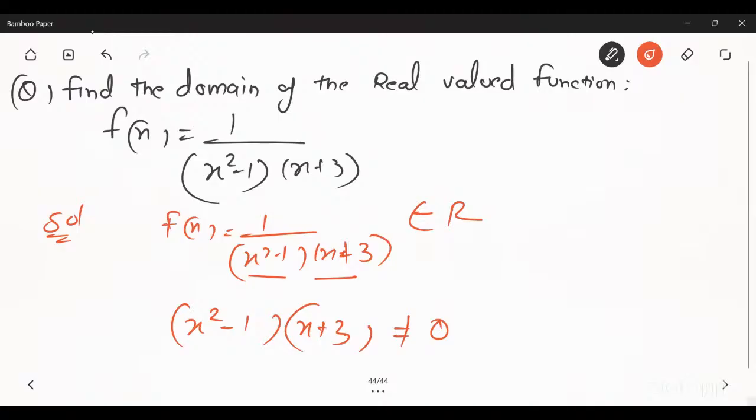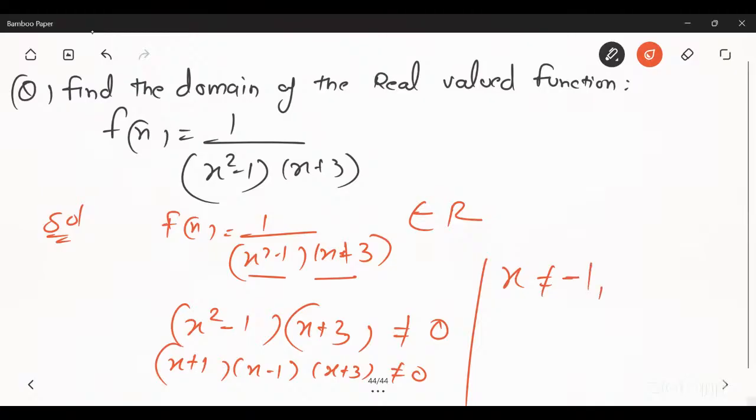So if (x square minus 1)(x plus 3) does not equal 0, x square minus 1 can be opened as (x plus 1)(x minus 1), and (x plus 3) does not equal 0. Now what it means is that x does not equal minus 1, 1, and minus 3. So the domain of the function is R minus {minus 1, 1, minus 3}. It means you can put any value except minus 1, 1, and minus 3. So that was its domain.